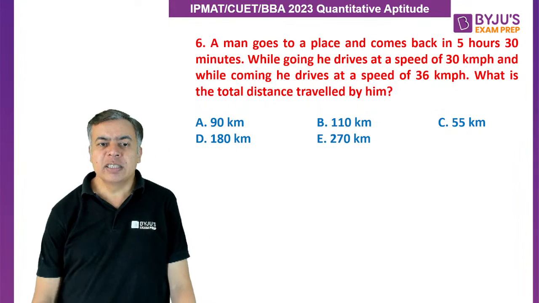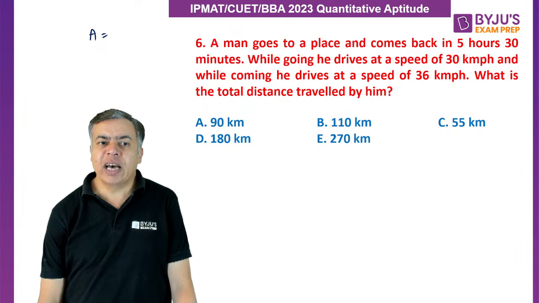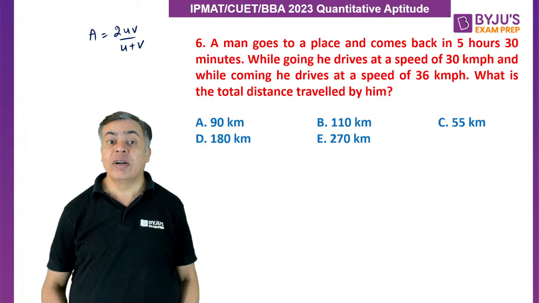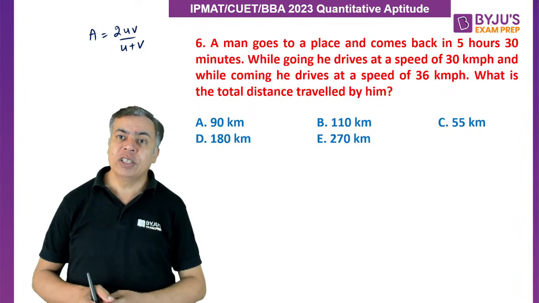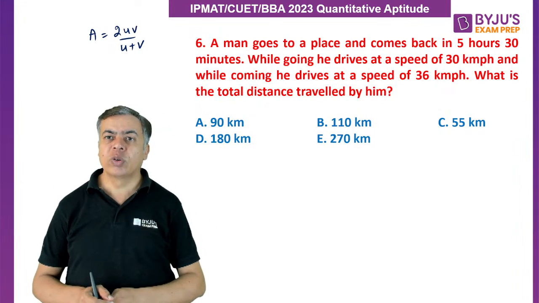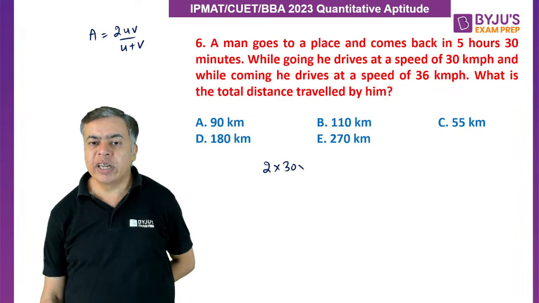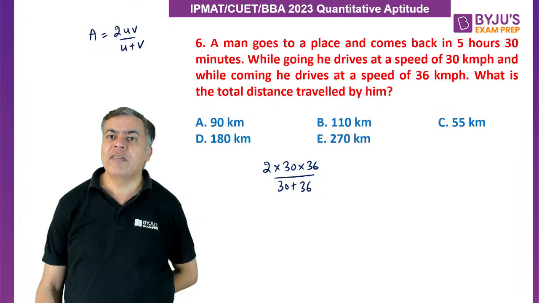One method is that you can use the average speed formula. When the distance is constant, the average speed is 2uv over u plus v. That means you travel d distance at u speed and the same d distance at v speed. Then the average speed for the entire 2d distance becomes 2uv over u plus v. If you apply this formula, the average speed will become 2 into 30 into 36, because the two speeds are 30 and 36, by 30 plus 36.